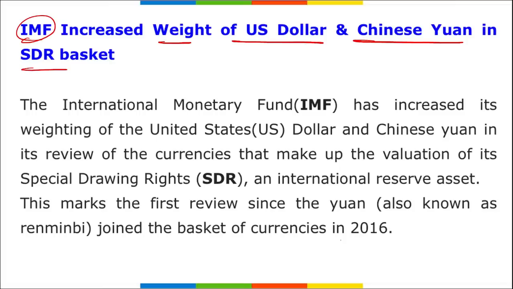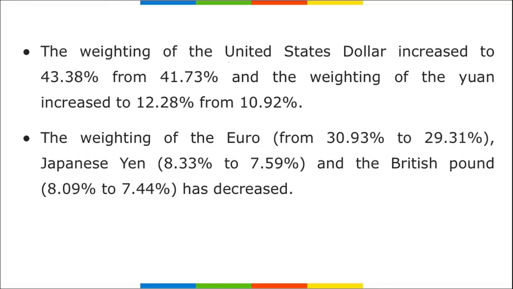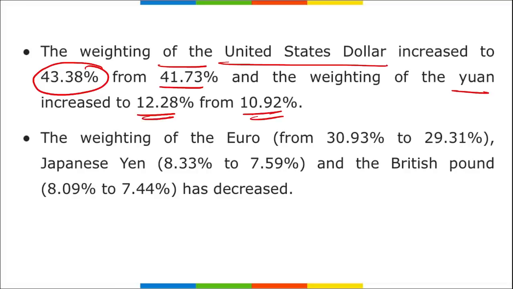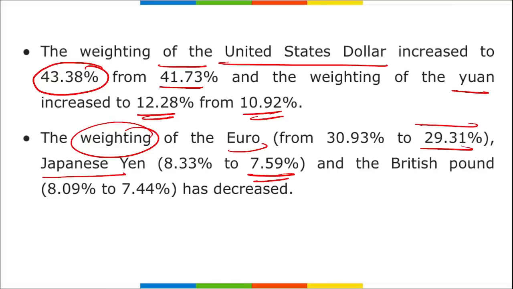This marks the first review since the yuan, also known as renminbi, joined the basket of the currencies in the year 2016. The weight of the US dollar increased to 43.38% from earlier 41.73%, and the weight of the yuan, also known as renminbi, increased to 12.28%, that was earlier 10.92%. The weight of euro decreased to 29.31%, Japanese yen decreased to 7.959%, and British pound also decreased to 7.44%. But US dollar and Chinese yuan increased, whereas the euro, British pound and Japanese yen, their SDR basket weight has been reduced. Alright, this weighting was determined by the executive board based on the trade and financial market developments from 2017 to 2021.